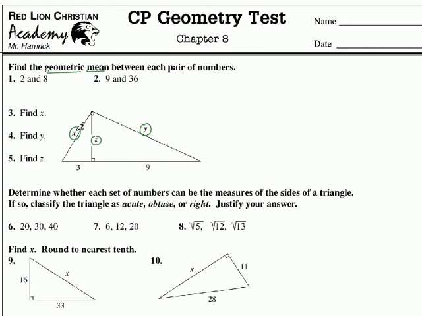So X is a geometric mean between what number and what number. Z is a geometric mean between which one and which one, and Y is a geometric mean between which one and which one. Okay? So let's do Z first. Is that all right? So let's do Z. Even though it's out of order, that's okay.